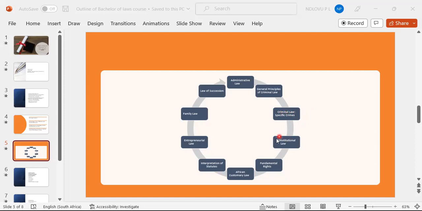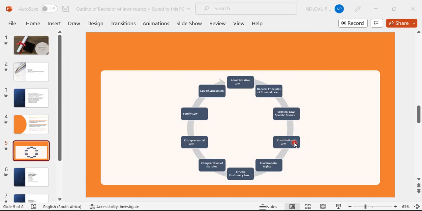And then you have got your constitution, which is the supreme law of the republic. In terms of that constitution, you look at the role of the constitution. What is a constitution? Maybe starting from what is a constitution? What's the role of a constitution? What does it do? How does it affect all other laws?